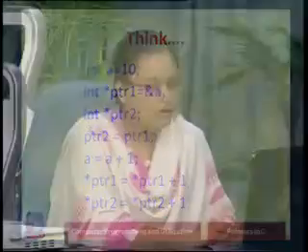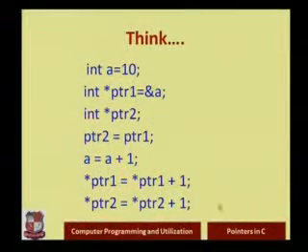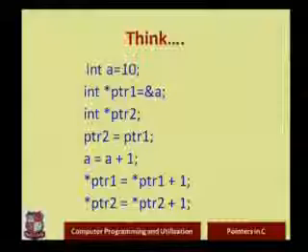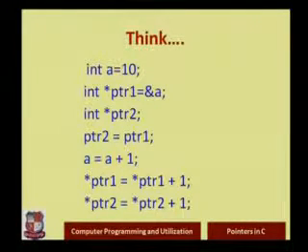Now you can think of a small code. What happens here? I have integer A equal to 10, right? So let us see what happens. A equal to 10. After that, integer star PTR1 was declared, and it was given the memory location of A, right? Next, integer star PTR2 was declared. Now PTR2 was assigned PTR1.